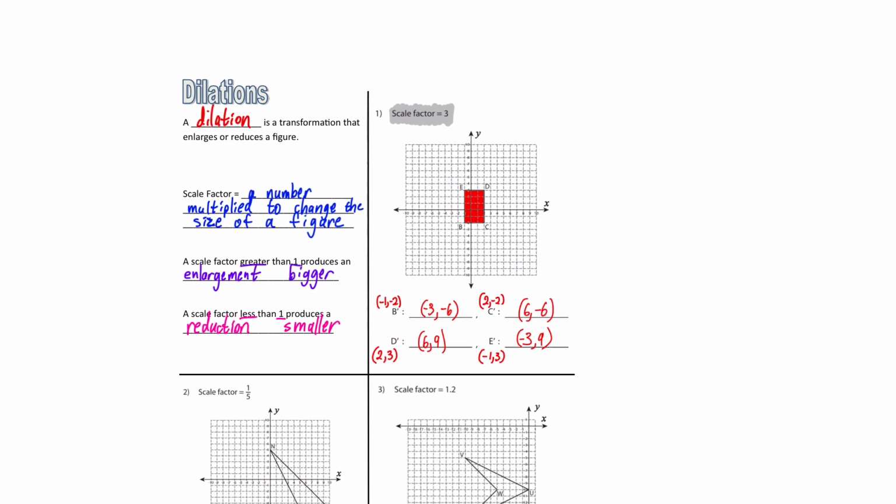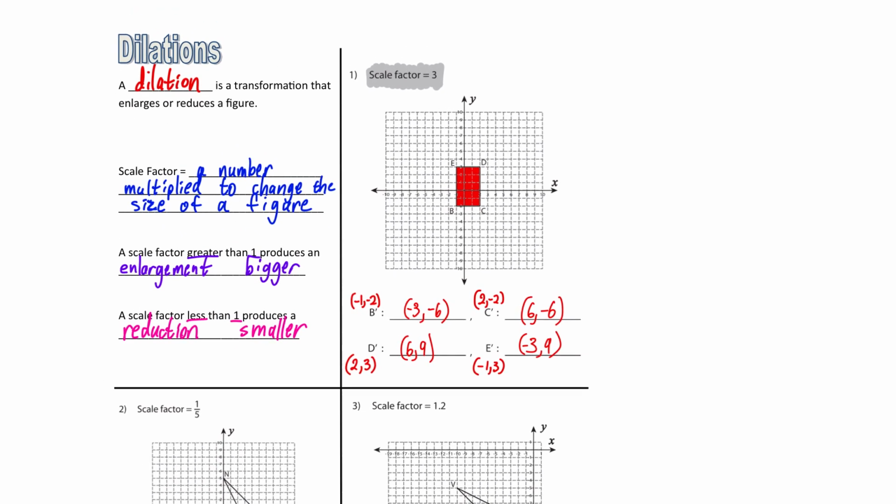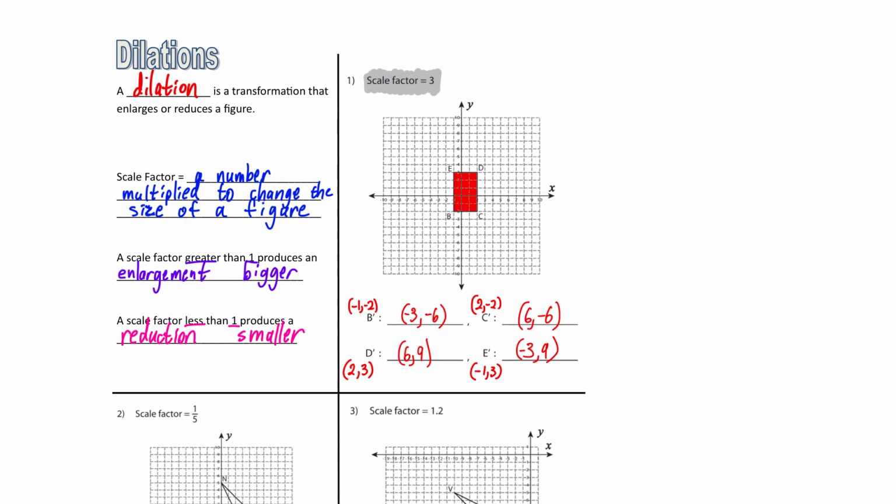Okay, so let's plot the points for the new rectangle here. So negative 3, negative 6. Okay, 6, negative 6. 6, 9. And then E prime's at negative 3, 9.